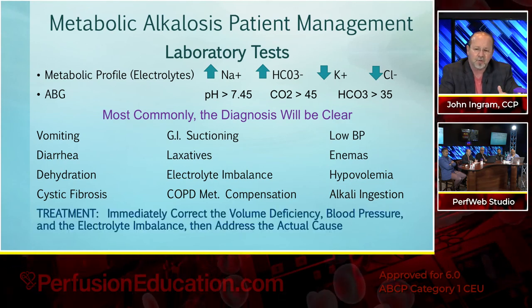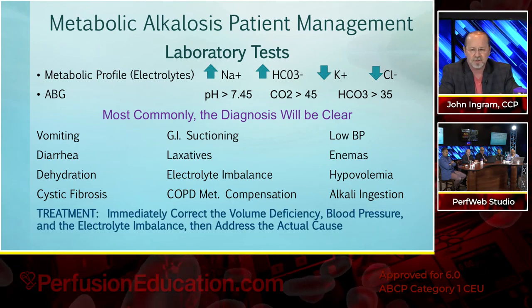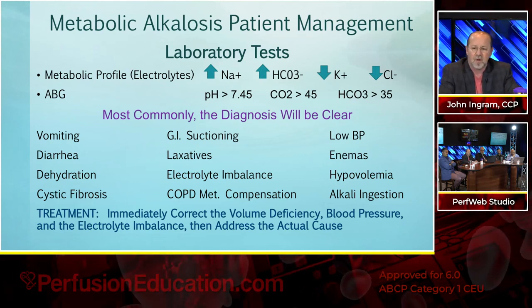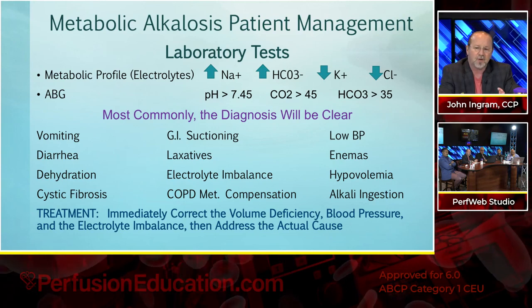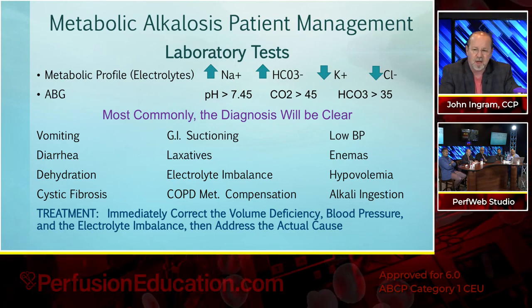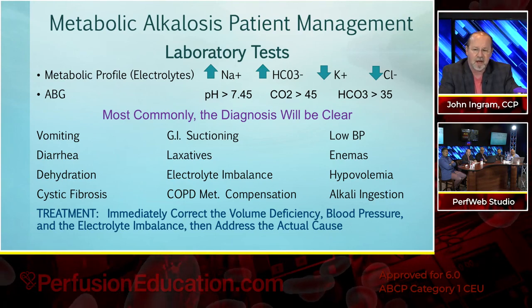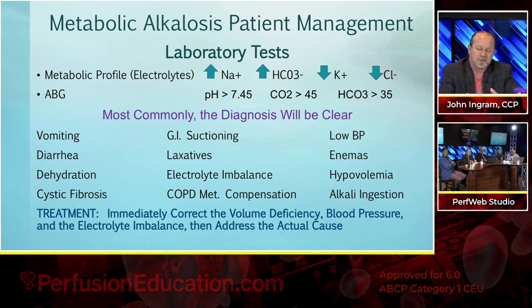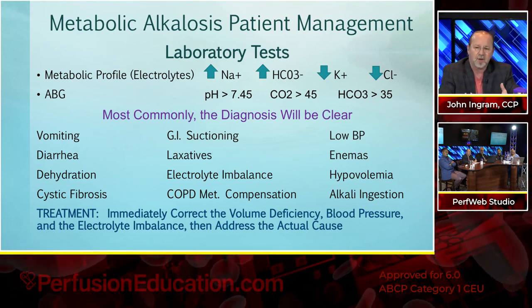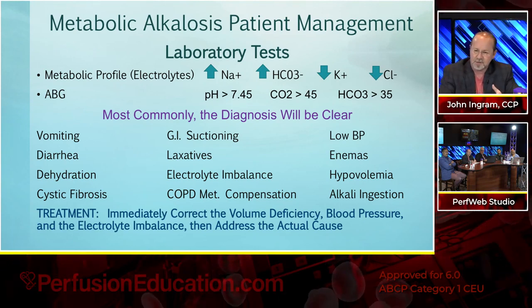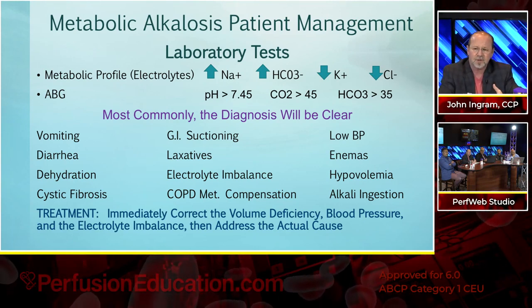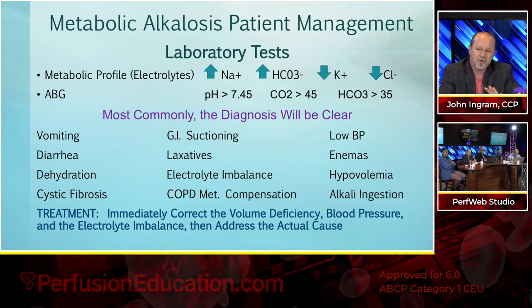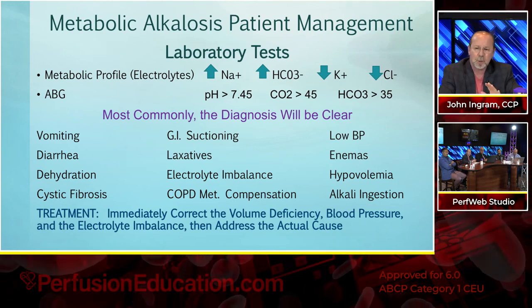So the treatment for all of these common ones would be basically to immediately correct the volume deficiency. You're going to correct the blood pressure and you're going to correct the electrolyte imbalance. Then you're going to see about addressing the actual cause. If the person is having diarrhea or vomiting, you're going to treat that. If the person's doing something to ingest alkali, you're going to do something about that. So usually you can correct the situation here.